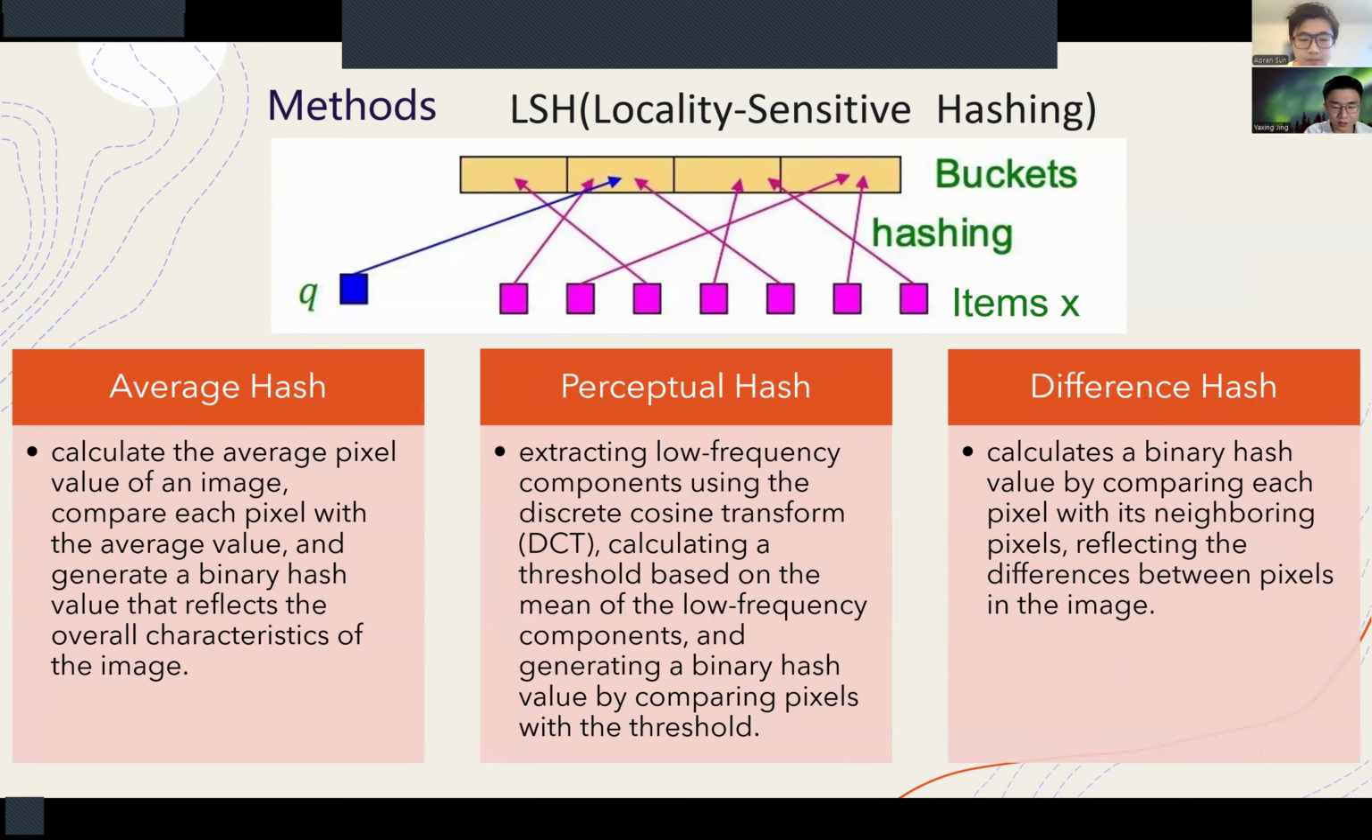In LSH, the core idea is that when two neighboring data points in the original data space are mapped using the same hash function, the probability of these two points still being neighboring in the new hash space is high, while the probability of non-neighboring data points being mapped to the same bucket is low. With this approach, we can easily find similar data within the same bucket.